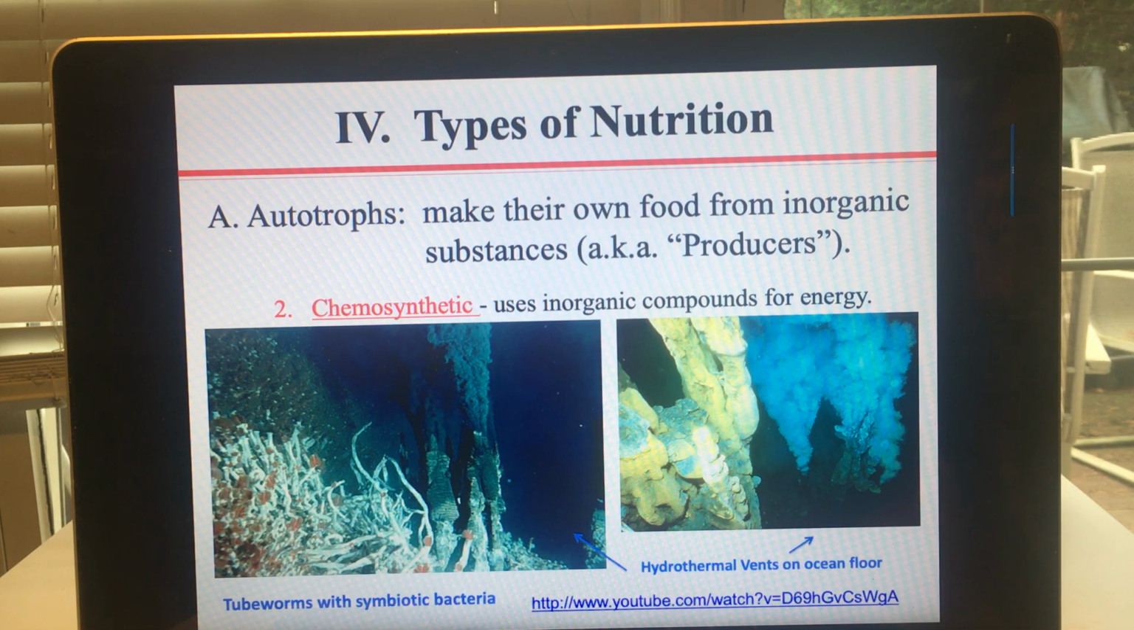But chemosynthesis is actually more common than photosynthesis. It's just that we're less familiar with it because we can see plants, and bacteria are microscopic. And not only are they microscopic, but super small, single-celled organisms.